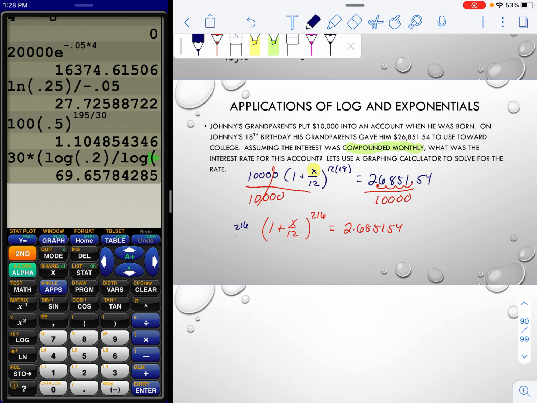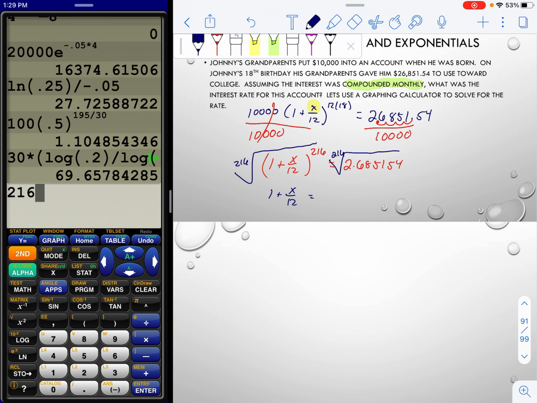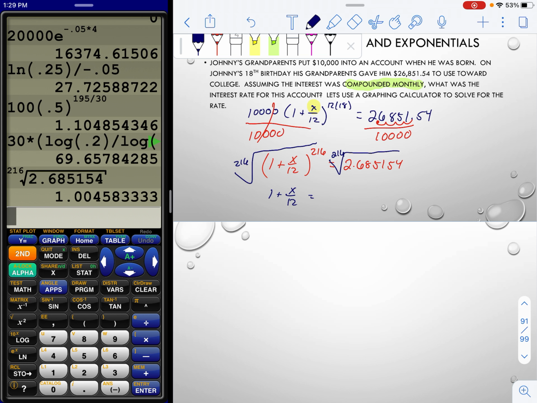Okay, so we take the 216th root of both sides, which leaves us 1 plus x over 12 equals the 216th root of 2.6855154. All right, so we get that, 1.004583 forever. All right.